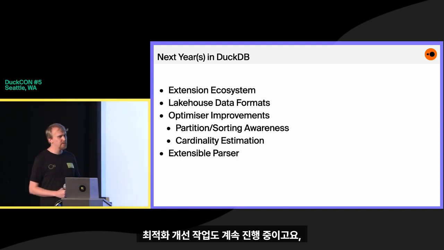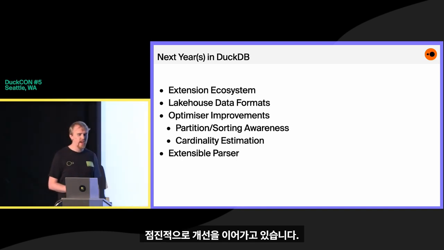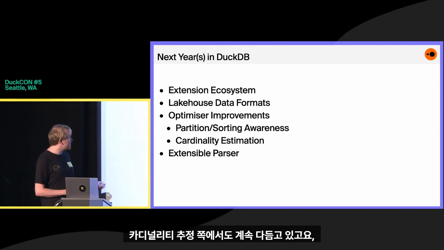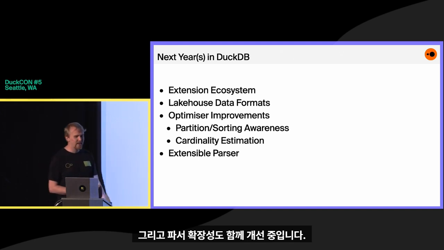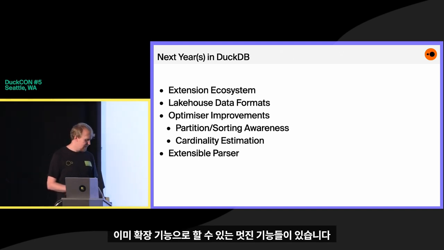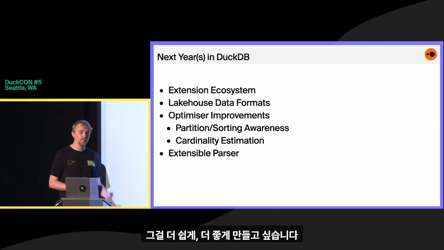We're always working on optimizer improvements. In particular, partitioning and sorting awareness is something we've been making gradual improvements on, and the cardinality estimation. And something we have been recently working on, that we may actually have a research paper coming out about soon as well, is parser extensibility. There's some neat stuff that you can already do in DuckDB with extensions by extending the parser, but I want to make that even easier and even nicer.